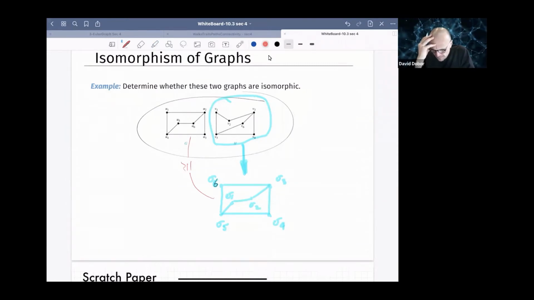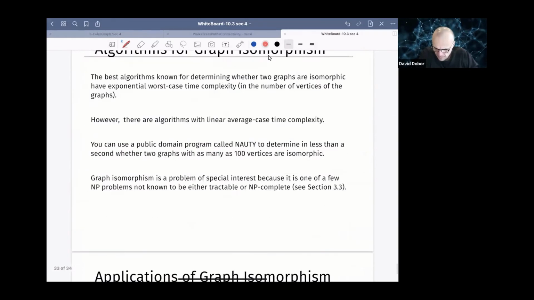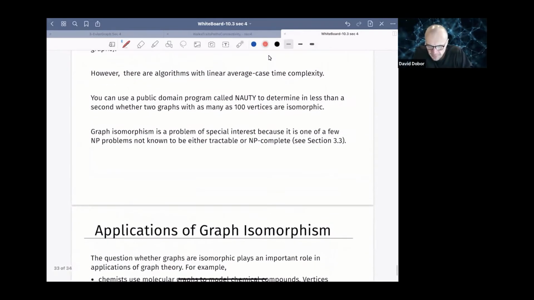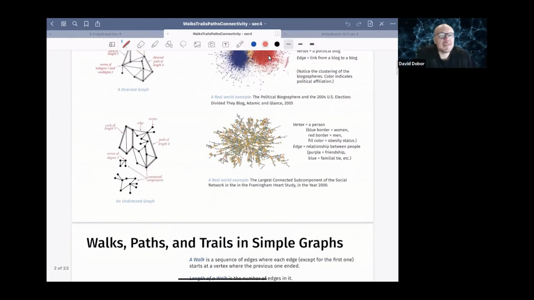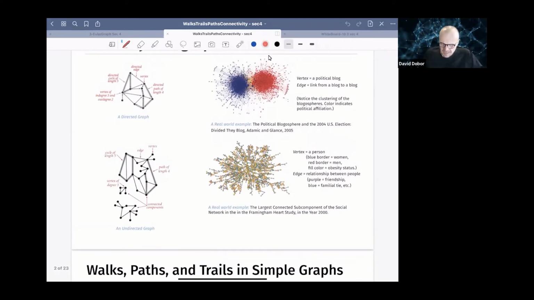Okay, any questions about graph isomorphism? Now we have to move on. There are a couple of things that we need to talk about. Let's move to chapter 10.4. I would like to define a few terms related to graphs again.